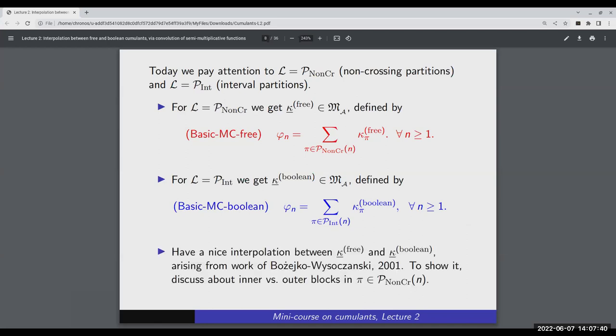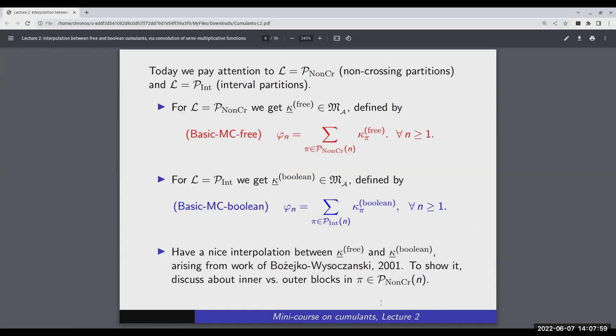As advertised in the beginning, there is a nice one-parameter interpolation, t running from 0 to 1, which connects the free cumulants to the Boolean ones. And I'd like to introduce it.